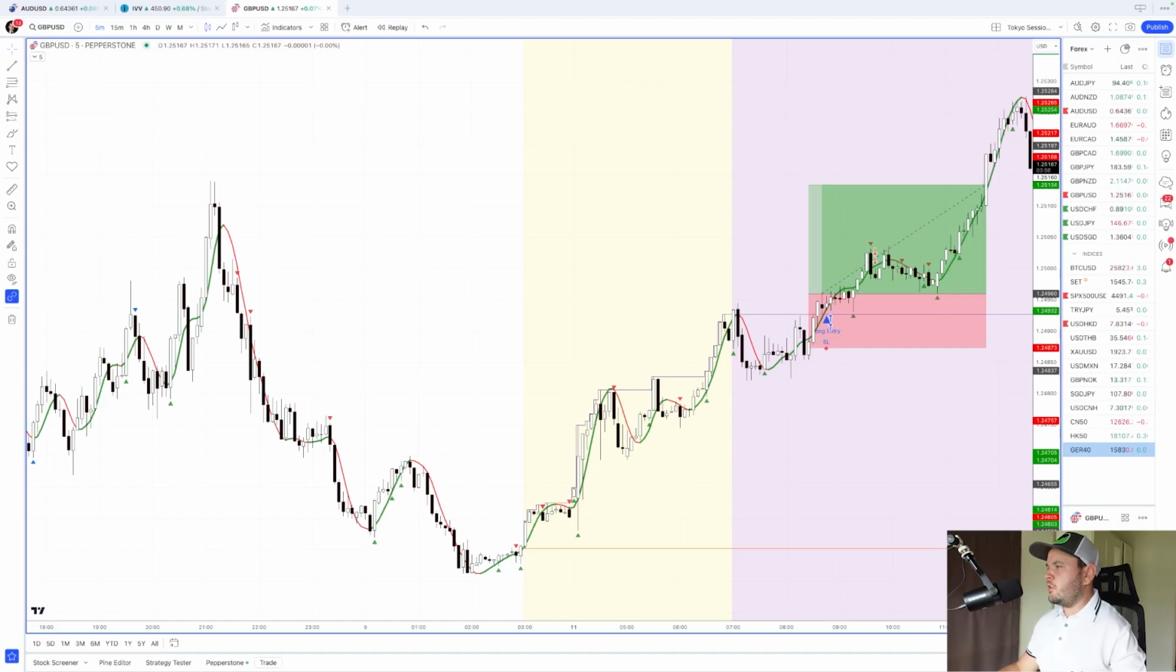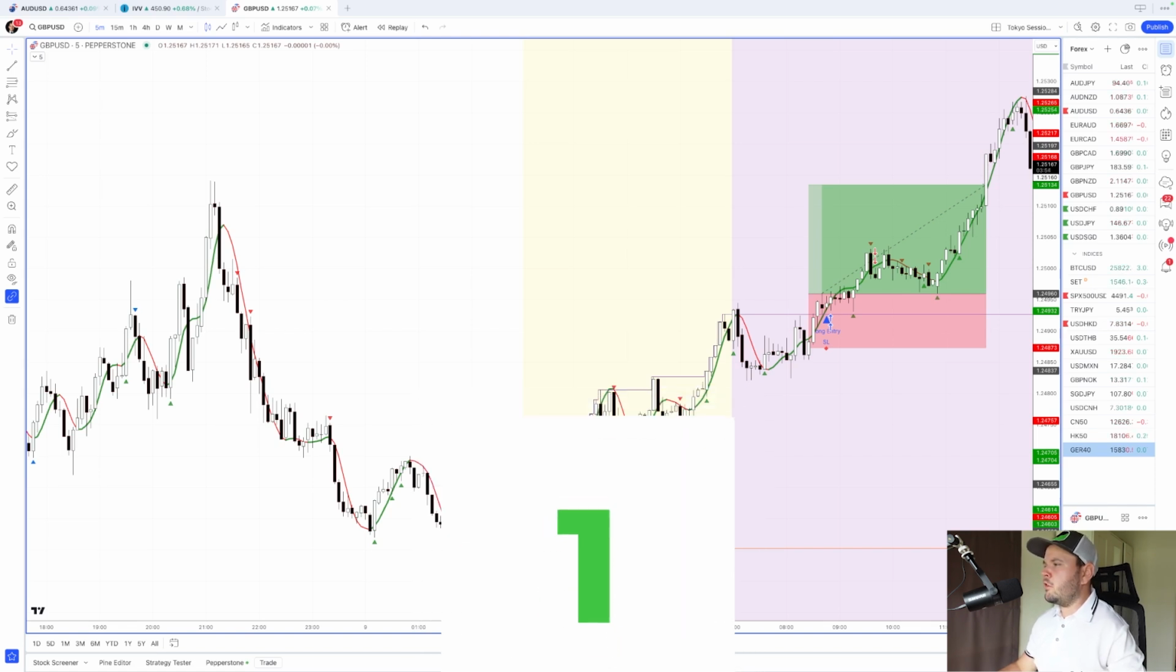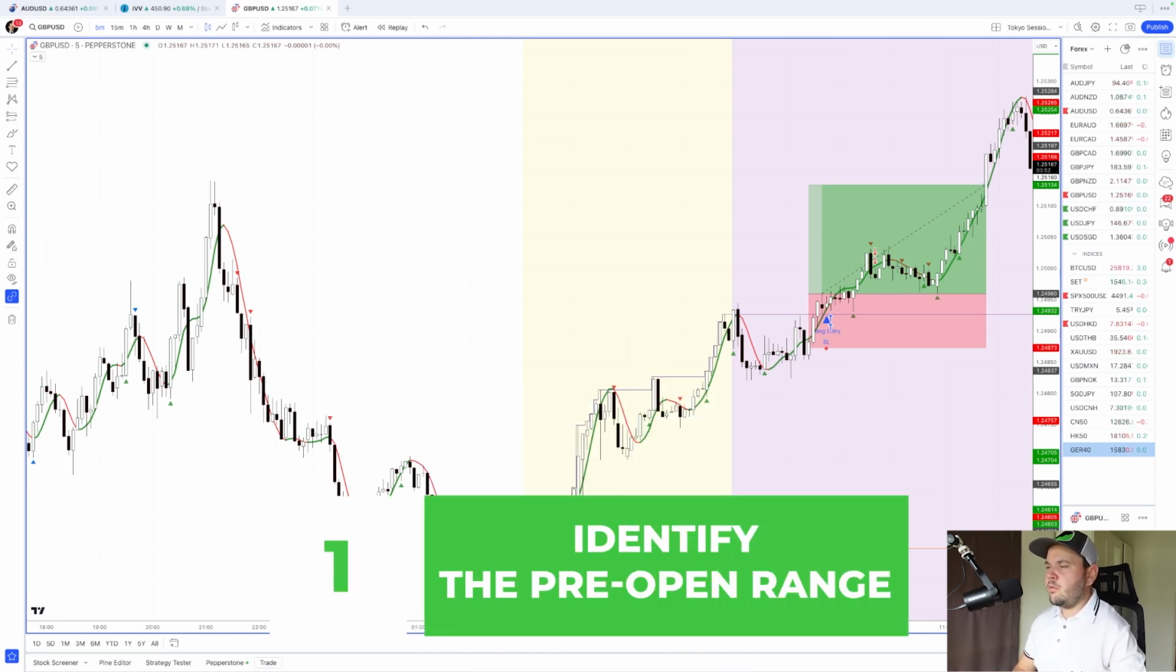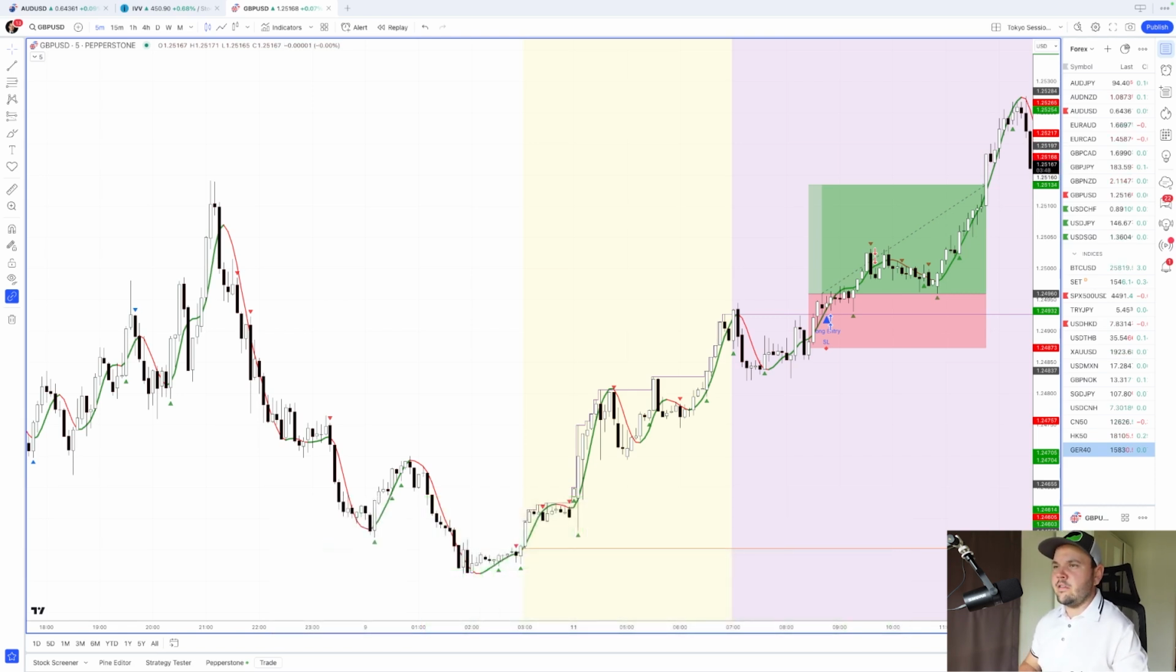Okay, so coming up here on the chart, the first thing I'm going to go through is the importance of this pre-market or pre-opening range in the Asian session. Now this is very key. This is the key to all my trading in the Asian session: this range that happens before the session starts.